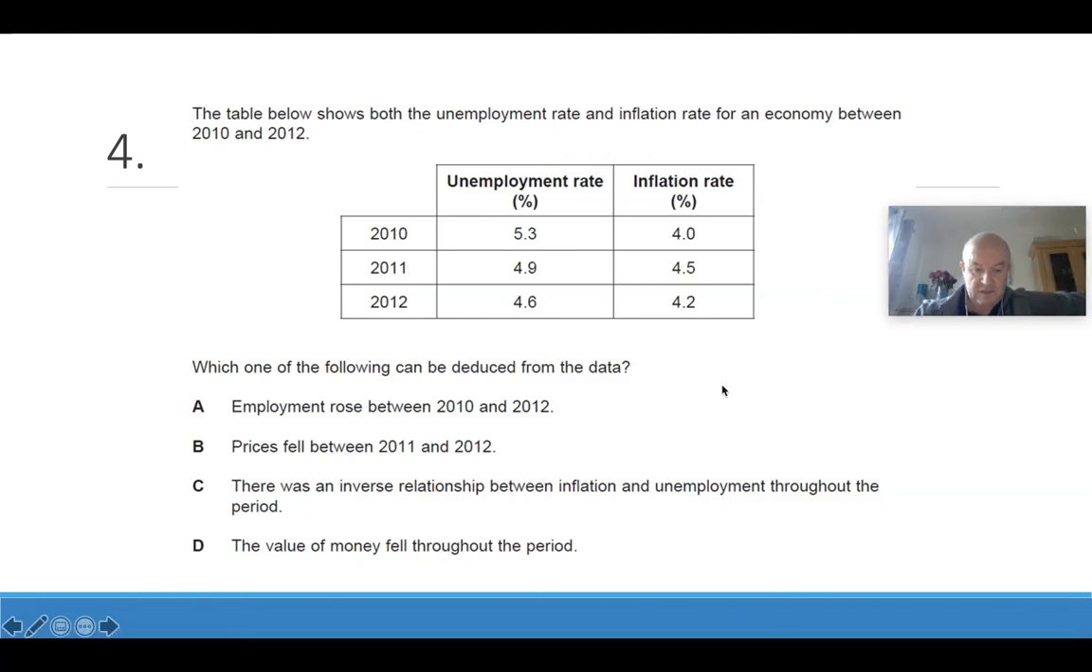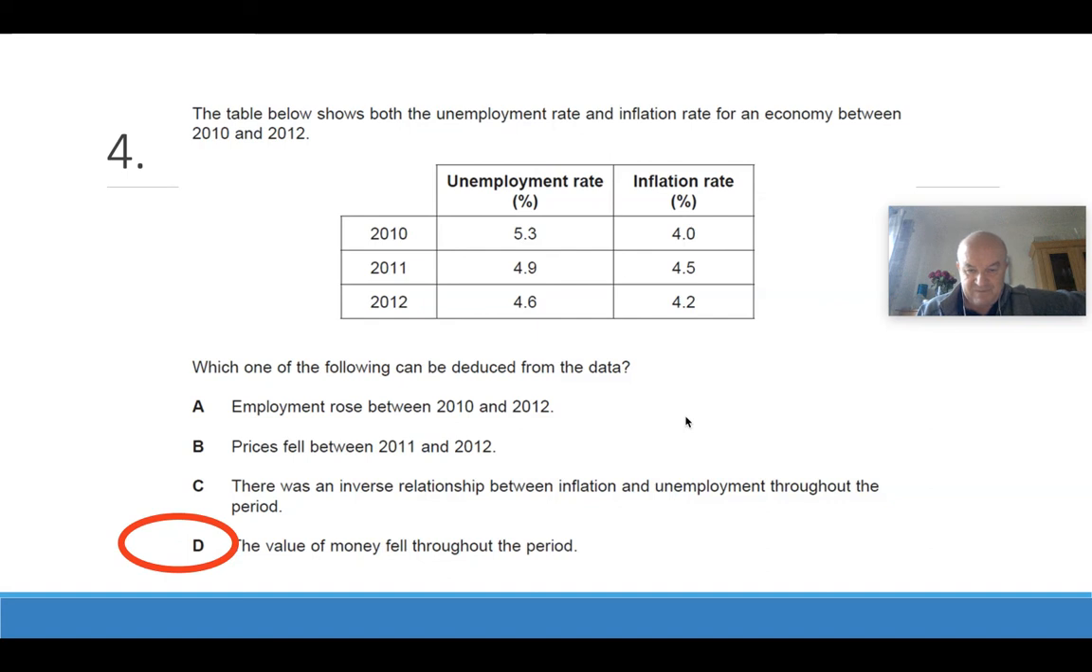And in this case, it's actually the fact that throughout this period the value of money has fallen. Okay, so you can see that essentially the inflation rate has gone up from 2010 to 11 and 12. So that's clearly a piece of information that you can glean from that. But there isn't a great deal. So if we're looking at employment rising between 2010 and 2012, well, it hasn't done, has it? It's fallen.